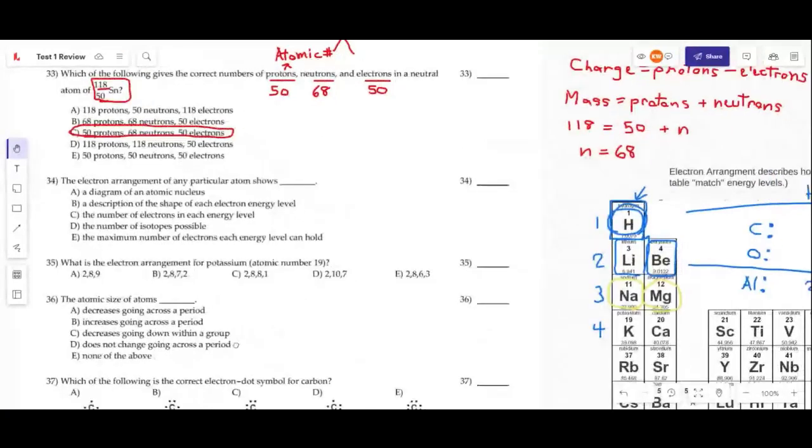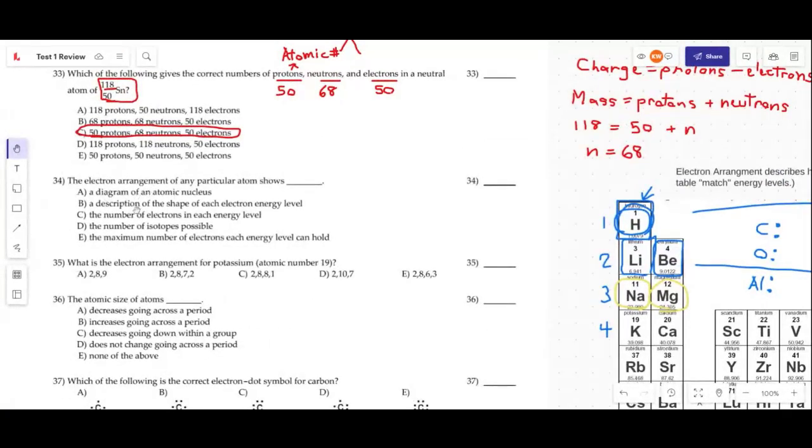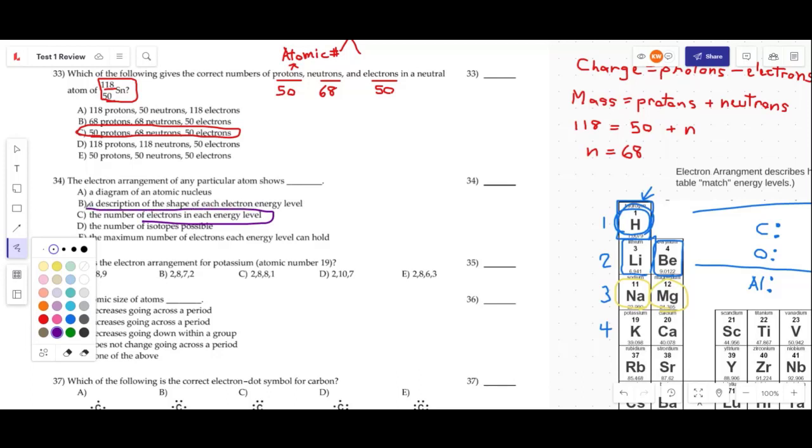All right, so the electron arrangement of any particular atom shows the number of electrons in each energy level. So basically this is going to be C, number of electrons in each level. It's not a diagram of the nucleus, because the nucleus doesn't have electrons in it. It's not the description of the shape of each electron. It doesn't tell the number of isotopes, and it's not the maximum number of electrons. It just indicates the actual number of electrons in each energy level.